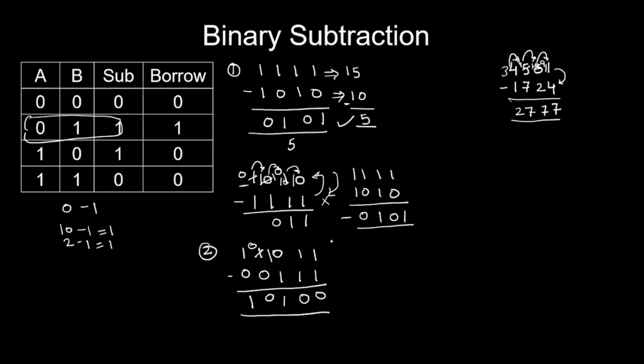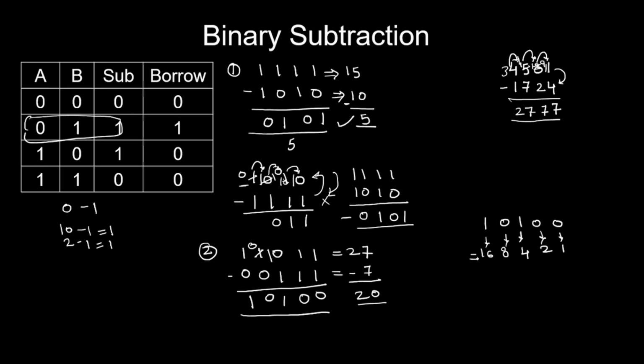Now let's cross check our answers. 11011 is equal to 27, and 00111 is equal to 7. When you subtract 7 from 27, you get 20. Let's see whether the answer is correct or not. We will convert this binary number into its decimal equivalent. This 0 will be multiplied by 1, this 0 will be multiplied by 2, this 1 will be multiplied by 4, this 0 will be multiplied by 8, and this 1 will be multiplied by 16.